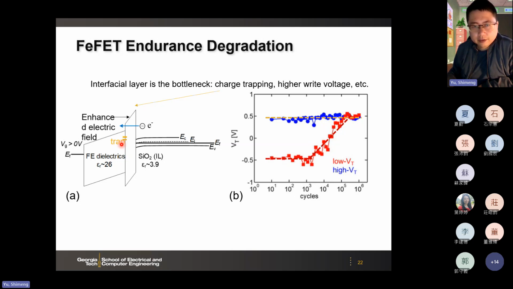It's like flash, as I said earlier. The flash and the FeFET write mechanism compete with each other. If you have more and more trap, it becomes charge trap memory, then of course your memory window will become less and less. So this is the challenge for the FeFET, fundamentally because of this interfacial layer.